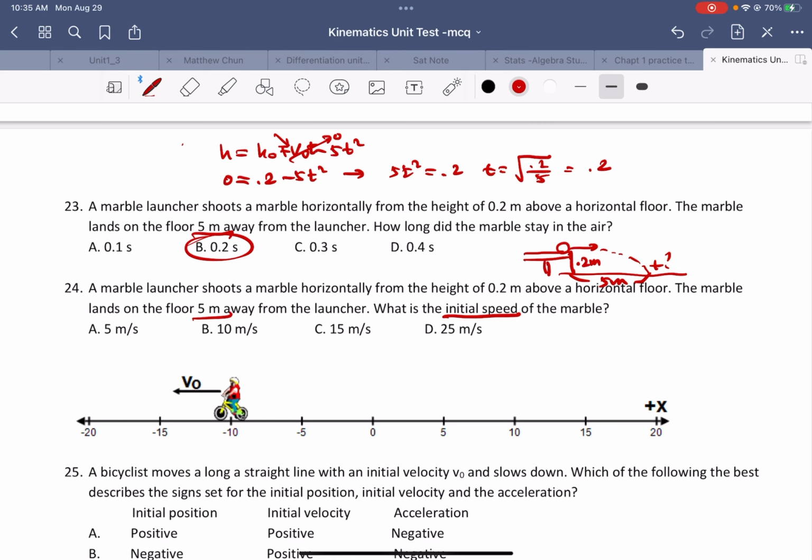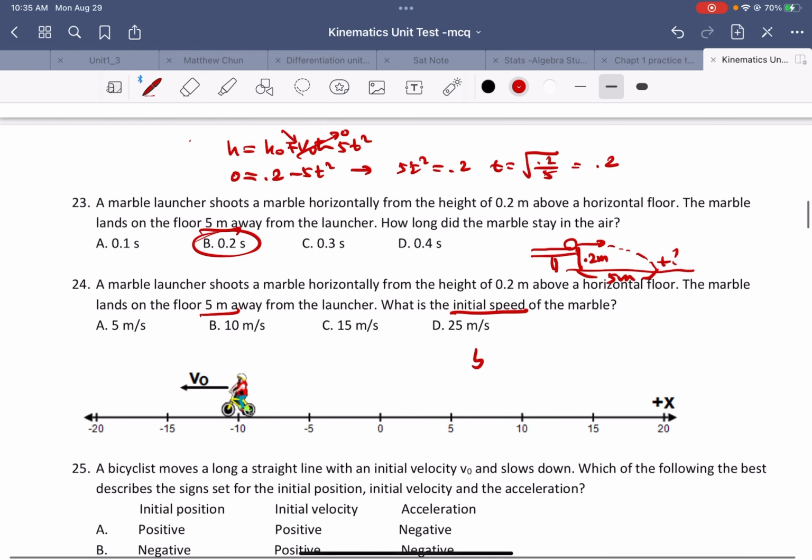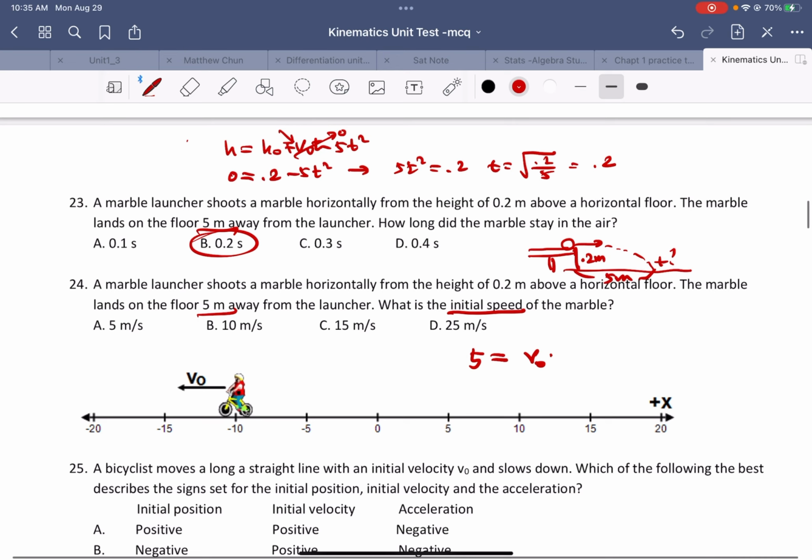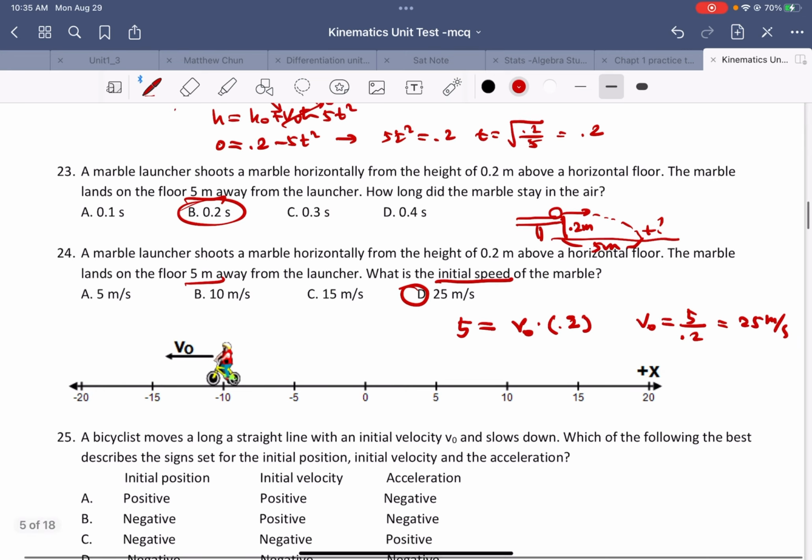So what we know is that the horizontal distance traveled is 5 meters. Then your initial speed is a horizontal speed. The time is 0.2 second. So from here you can find the horizontal initial speed, 5 divided by 0.2. So you get 25 meters per second. That's the initial speed when it launches from the launcher.